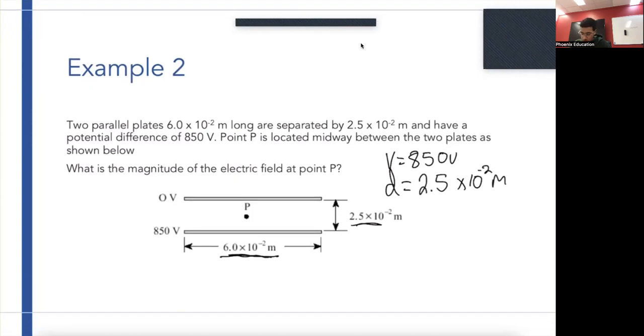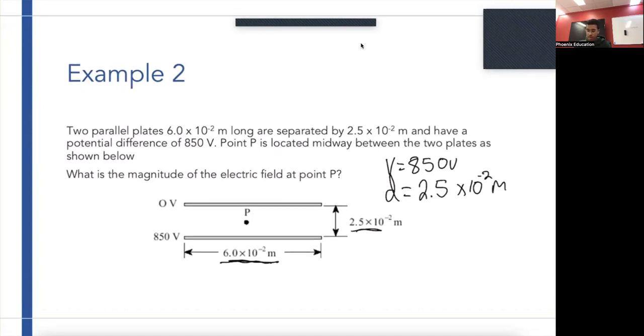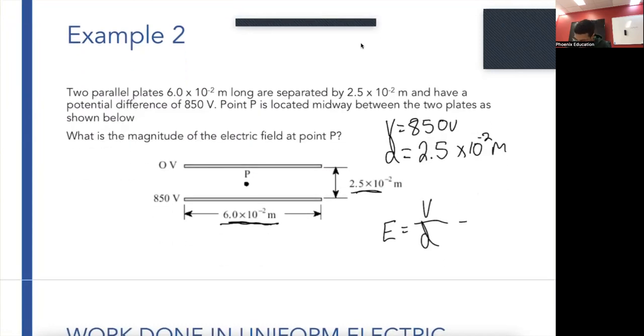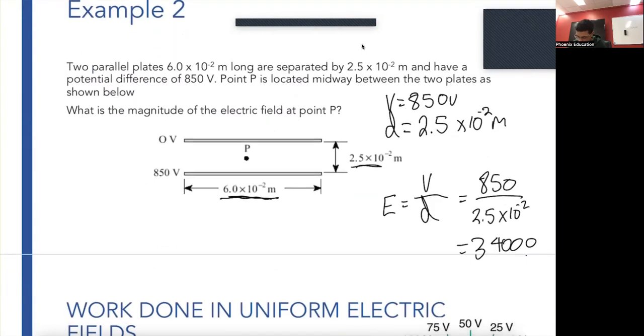What is the magnitude of the electric field at point P? Remember, previously we discussed that the electric field strength at any point in the field is constant. So no matter where you are, if you're at point P, it's always going to be the same. So we can directly apply the formula E equals V over D. E equals 850 over 2.5 times 10 to the power negative 2. Solve this with your formula, and you get 34,000 volts per meter.